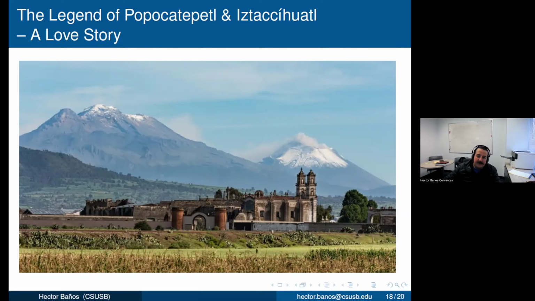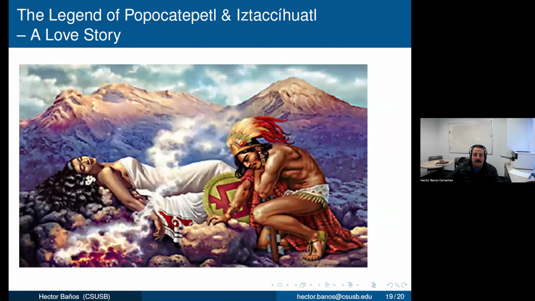So here you can see these are the two volcanoes, and the story is that Iztaccíhuatl, you can see the shape of this volcano is the shape of a woman lying down, and the shape of Popocatépetl is the shape of the Tlaxcalteca warrior kneeling down. And every time there's smoke from them, it resembles their love story, or that they are still caring for each other.